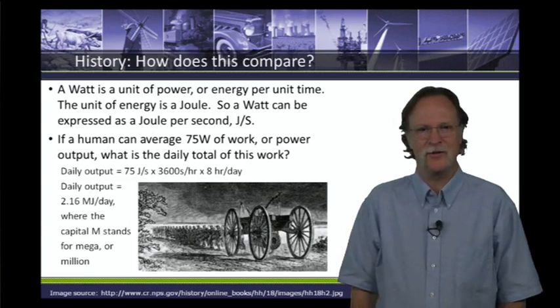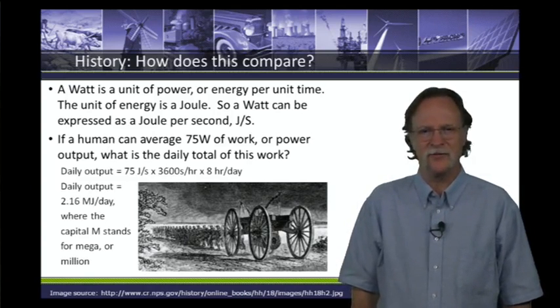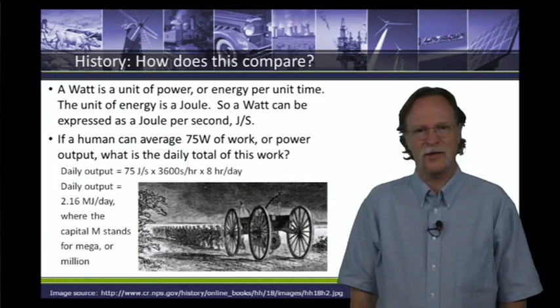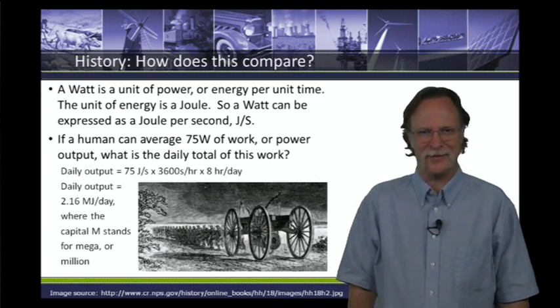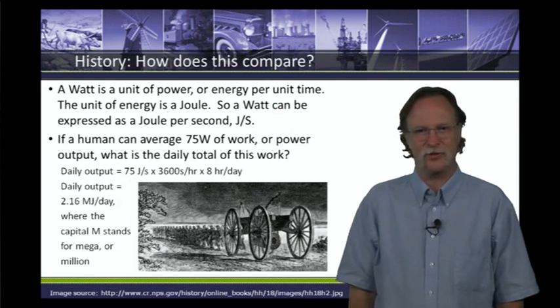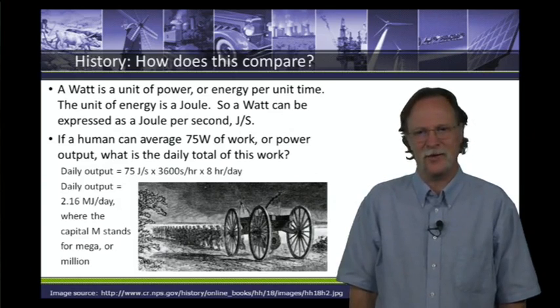Power is energy per unit time, and the unit of energy is the joule. So a watt can be expressed as a joule per second. If a human being can average, and I'm not talking about an athlete who can really put some output out for a short period of time, but a regular human being, 8 hours a day, can average about 75 watts of power output.